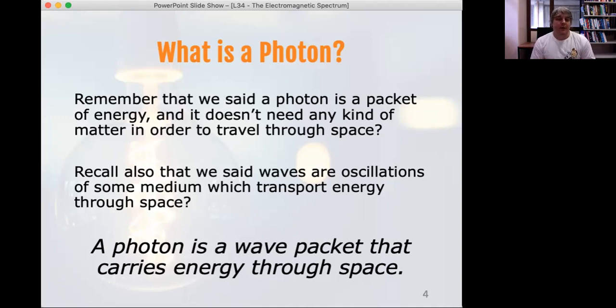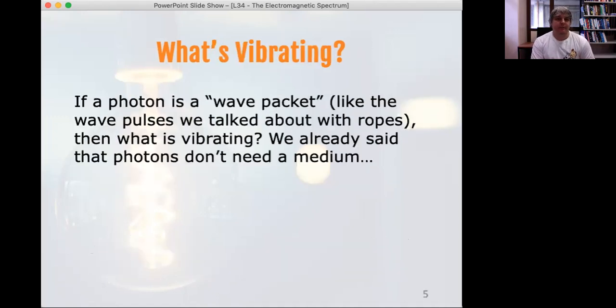But it's a wave. And that means there must be some kind of medium, right? What's oscillating for the photon? So we know it's a wave packet, we know it's carrying energy because that's all a wave is, but what is actually doing that oscillating? It's clearly not a rope or matter, because we know that the sun sends energy to Earth in the form of photons, and there's no matter or very little matter between the sun and Earth, so it can't be matter that's oscillating. So what is actually oscillating?